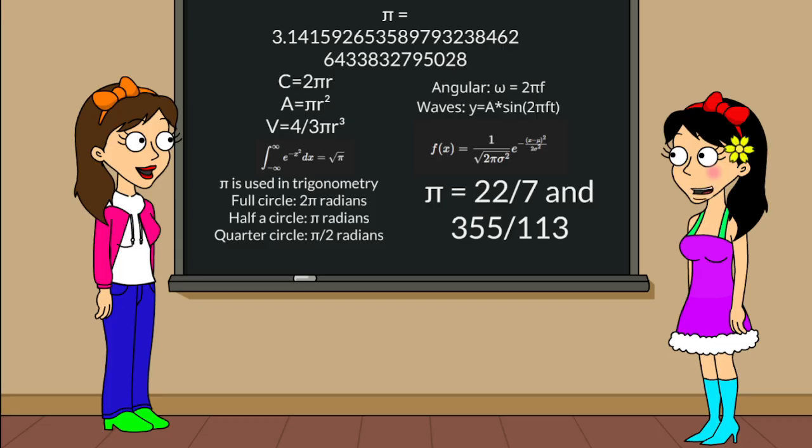Fact number 4, pi can be approximated by fractions, which are 22 by 7 and, more noticeably, 355 by 113, the latter of which is accurate to the first 6 digits after the decimal point.